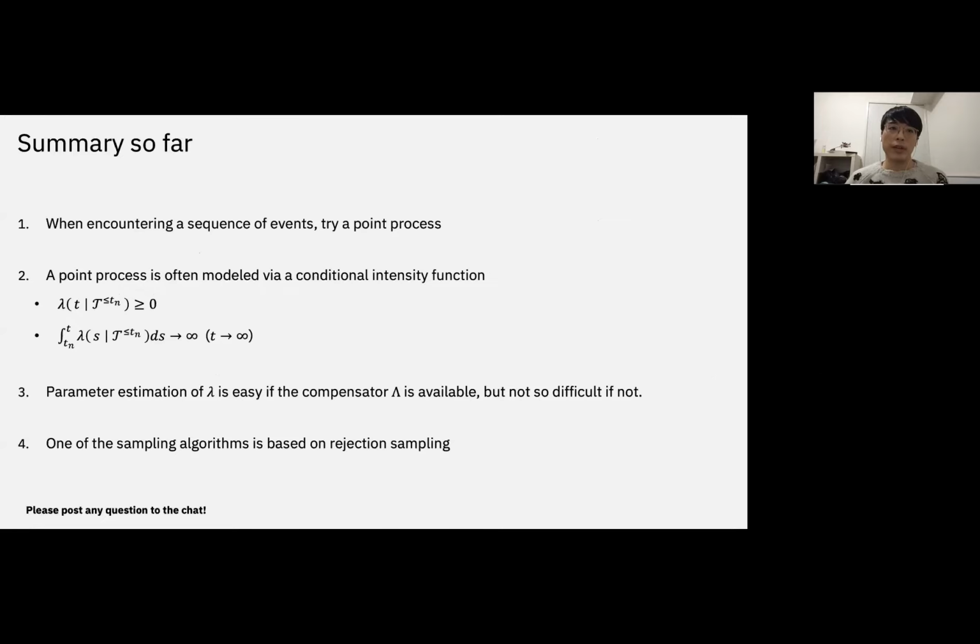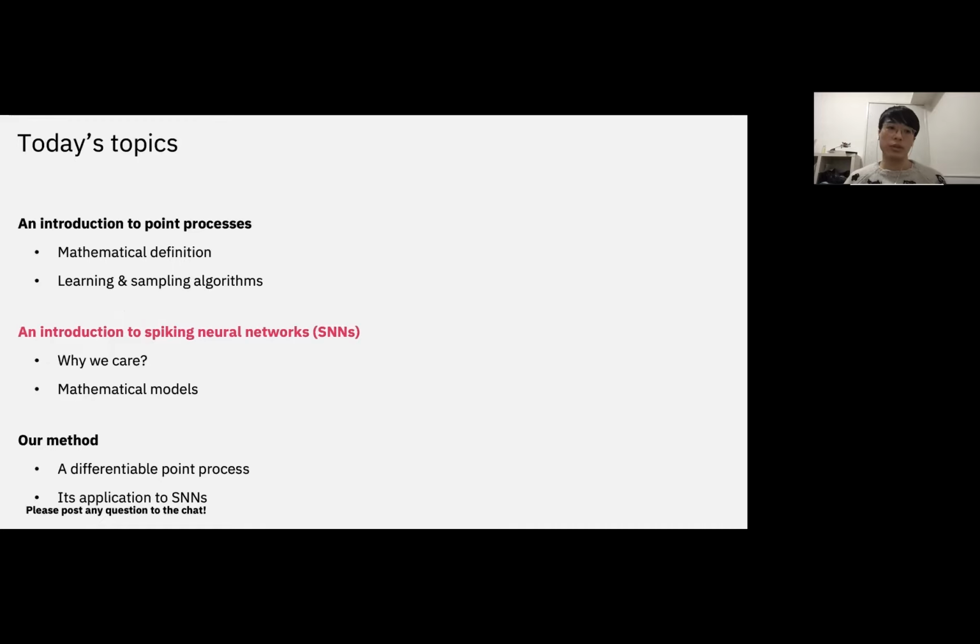So here is a summary of the point process. When encountering a sequence of events, try a point process. And point process is often modeled by conditional intensity function. And parameter estimation is easy if the compensator is available, but not so difficult if not, because we can rely on numerical approximation. And one of the sampling algorithms is based on rejection sampling. So this is a summary of the point process part. And I'm going to go into the spiking neural network part.